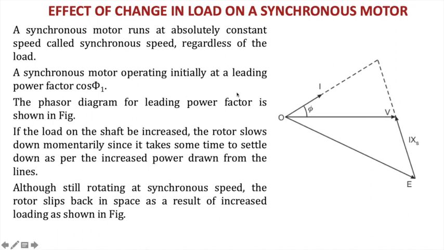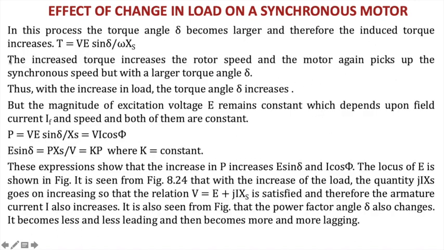As you increase this current, and as the power factor changes from lagging to leading, the induced EMF also changes, and basically the delta angle changes. This relationship will change because X_s is constant. So if you increase the current, your drop will increase, and therefore your delta angle will increase. The increased torque increases the rotor speed, but the motor again picks up the synchronous speed with a larger power angle delta. And the equation for the torque is T equals V sine delta by X_s, which is the power equation.